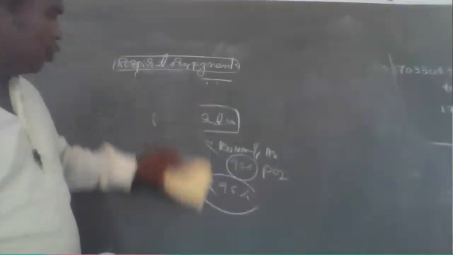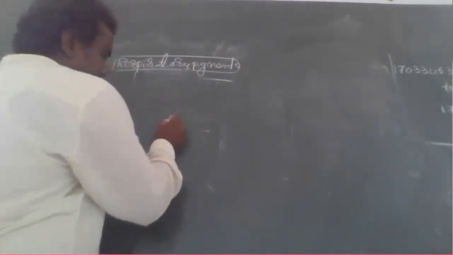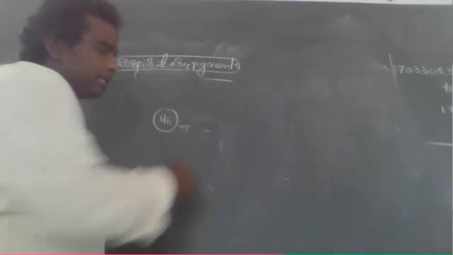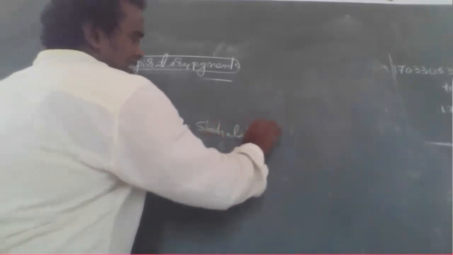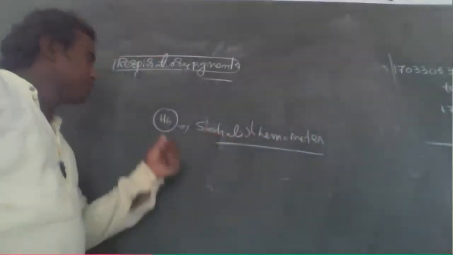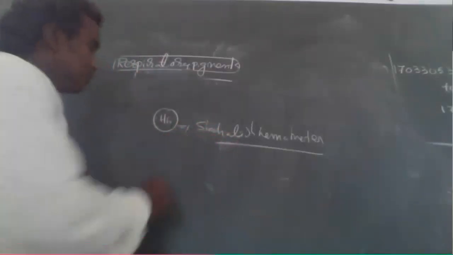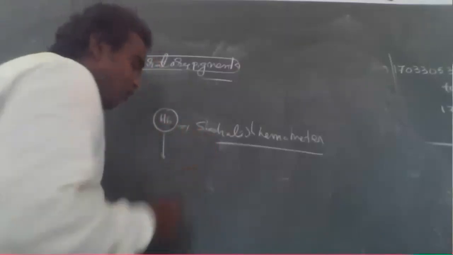Now, what is the function of hemoglobin, ma'am? Hemoglobin is measured by Sahli's hemometer. Your experiment is also there. Sahli's hemometer, so by using it we measure hemoglobin. That is very, very important. So this hemoglobin, which is measured by Sahli's hemometer, what is the normal value?